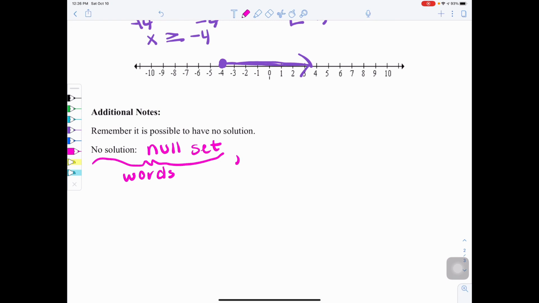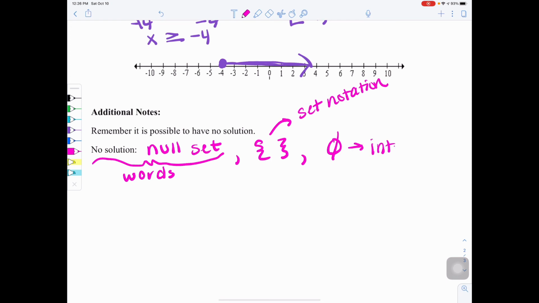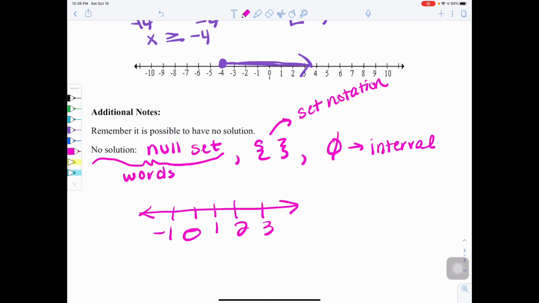As we've discussed previously, you can make empty squiggle brackets. This is typically used as set notation, as you can tell by the squiggle brackets. The other one we have showed you is a circle with a slash through it. This one specifically is used for interval notation. And then remember, if you have a graph and you're going to show this, you would just leave a blank graph. So this is your graph, and you leave it blank.